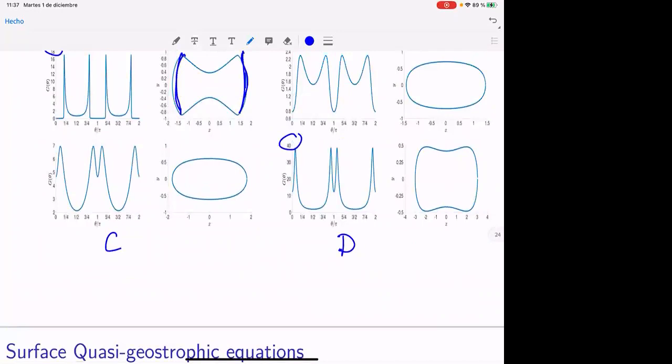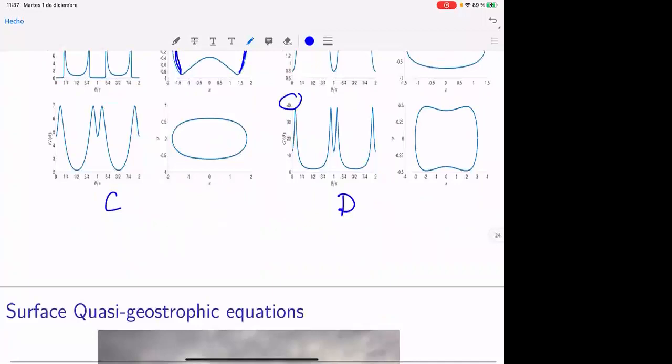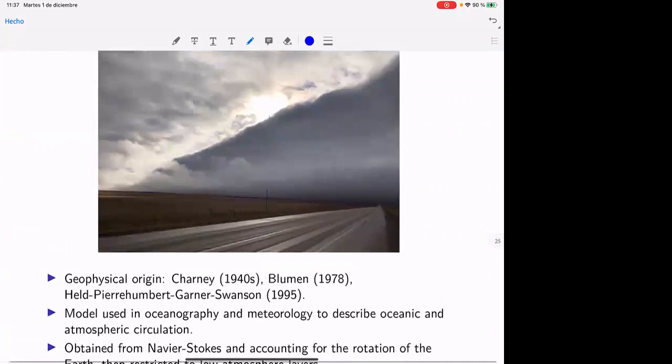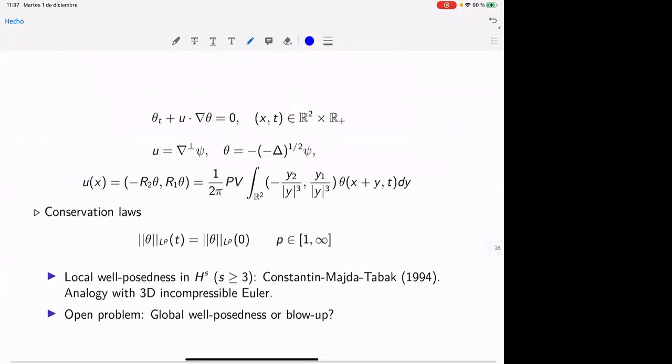Okay, so these are new results, and now let me talk very briefly about the SQG equations. The SQG equations come from geophysics, and they were used in oceanography and meteorology in the 50s, 60s and 70s. But it wasn't until the 90s that they gained more attention in the mathematical community, through the paper of Constantin, Majda and Tabak, where they showed that there is an analogy between SQG and 3D Euler.